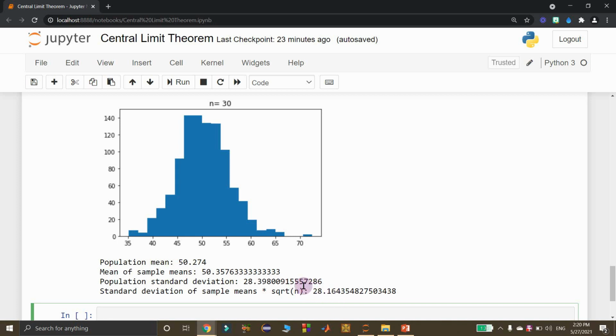Then we can say that if we consider a very large number of samples from the population, the means of all those samples will give us a normal distribution. So that's it guys, that is the end of the central limit theorem explanation.